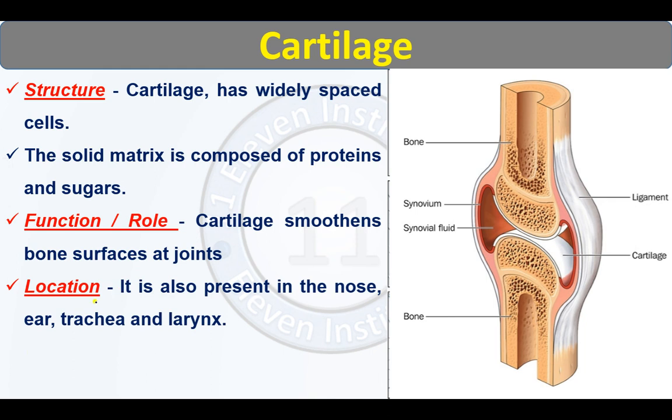Sorry. The cartilage is also present in nose, ear, trachea and larynx. Now it will be very much clear to you with the example of ear. Just touch your ear, right? Or watch yourself in a mirror. You will see that your ear is upright.